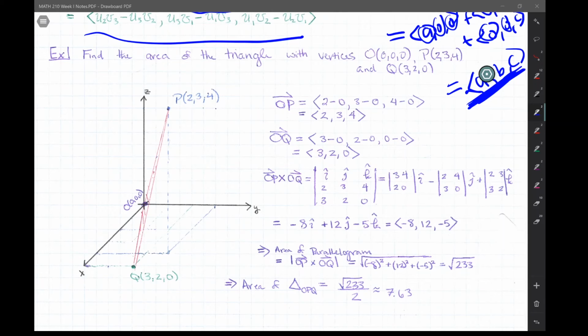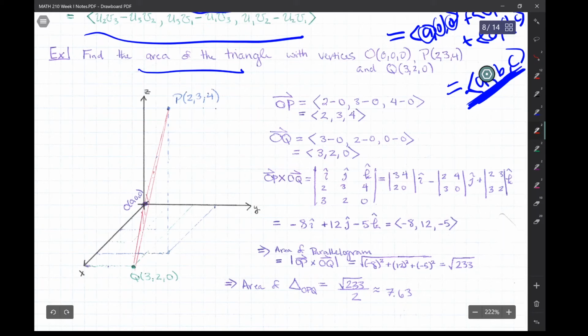Well, we could use the cross product now to find areas of triangles, okay? So suppose you have a triangle that has vertices O, and O here in this class will represent the origin, or the 0 0 0 point. P 2 3 4, it's up here, and Q 3 2 0, it's down here.